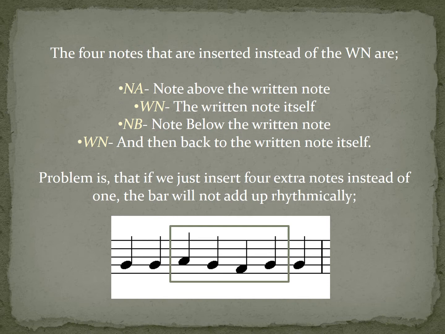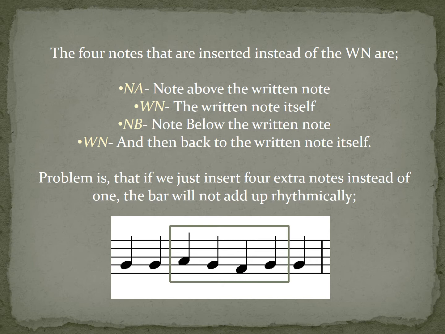So which 4 notes do we replace it with? The 4 notes that we insert instead of just the written note is we start off on the note above it. So that's the A. The written note itself, the G, the note below, the F, and then back to the written note.